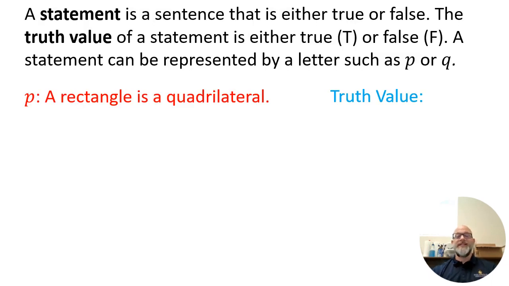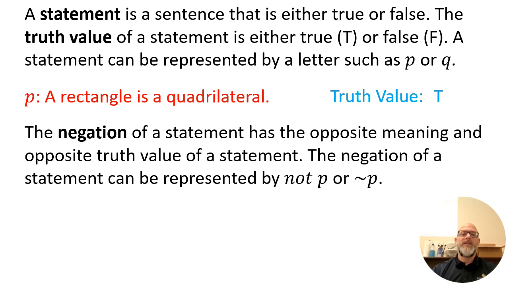A statement is a sentence that is either true or false. The truth value of a statement is either true or false. A statement can be represented by a letter such as P or Q. The letter P here represents "a rectangle is a quadrilateral." It's a statement because it's in the form noun, verb, noun, and I can assign a truth value to it. I can clearly say it's either true or false. In this case, a rectangle is a quadrilateral, meaning a rectangle is a four-sided polygon, true.